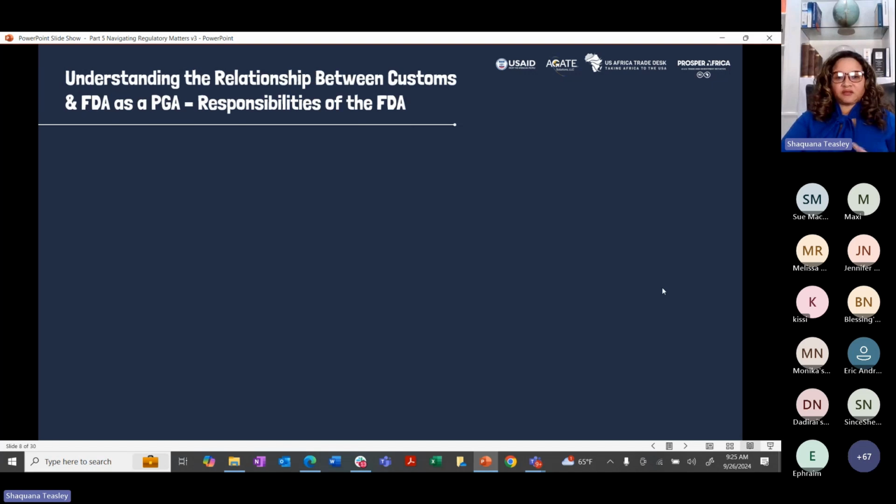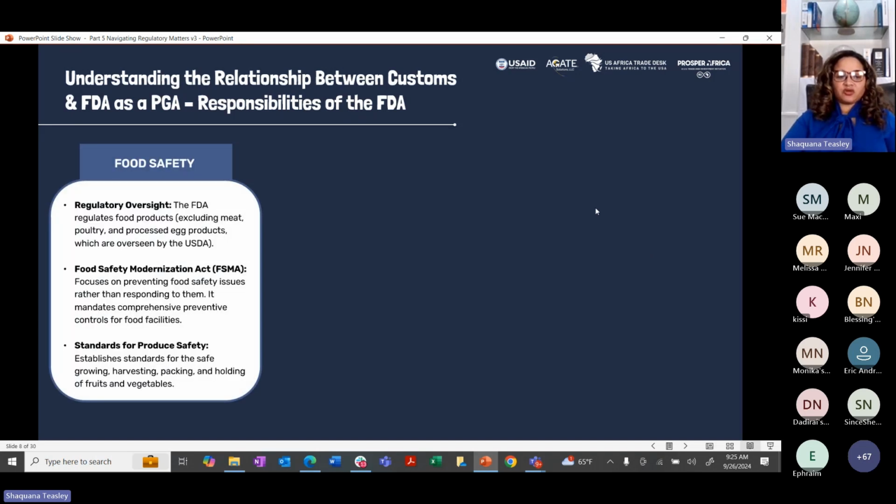So you have to understand the relationship between customs, FDA as a PGA, and the responsibilities of the FDA. So first, what is the responsibility for food safety? Now, we're going to talk more about this relationship between customs because I want you to understand it and the process in which it works. Before you even get to customs, you must satisfy these FDA requirements because FDA is considered the PGA to customs, and that is partnering government agency. So let's go over your food safety.